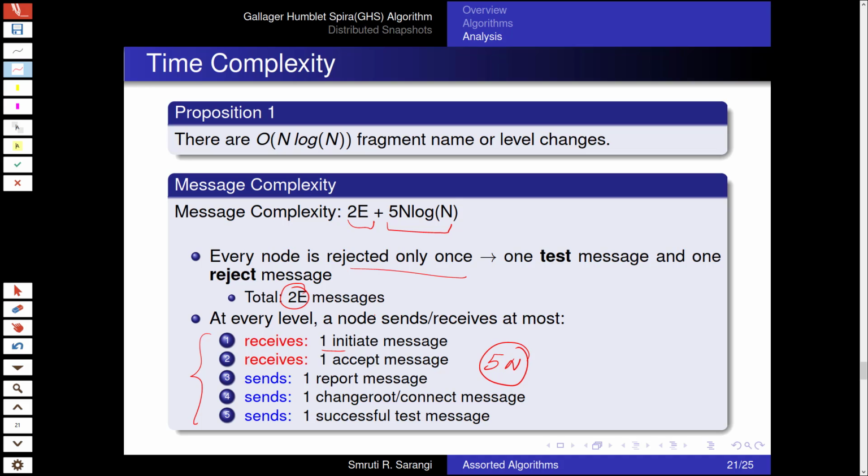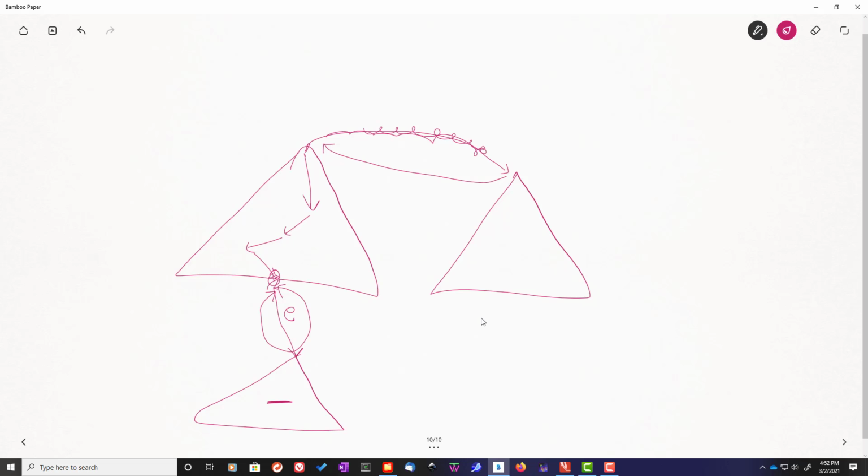So I have just one more thing to add. So how many level changes will you have? Right? So what happens is that anytime that a level changes, we claim that the number of nodes at least doubles. So I would like to make a slightly tighter claim over here. So the claim that I'm making is that any fragment with level L has at least two raised to power L nodes. So this is trivially true if L is equal to 0, because 2 to the power 0 is 1 and every node by itself has level 0. So now let us consider a mathematical induction based proof.